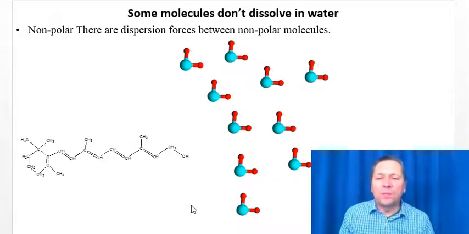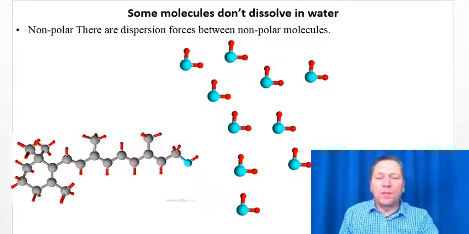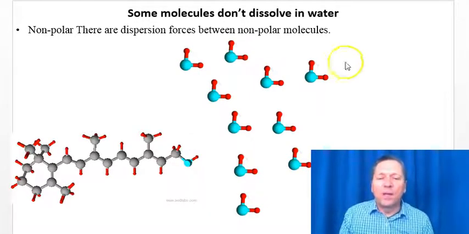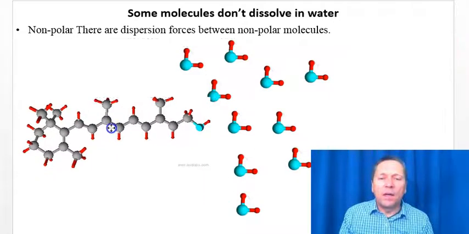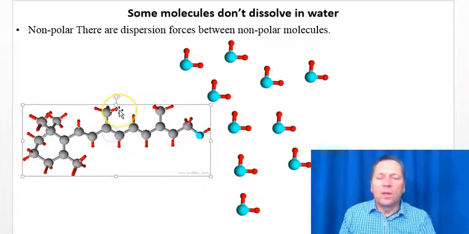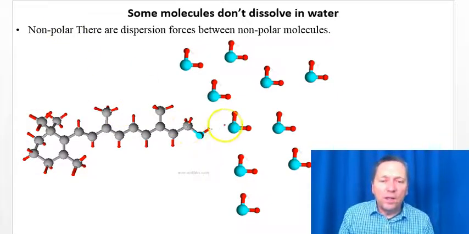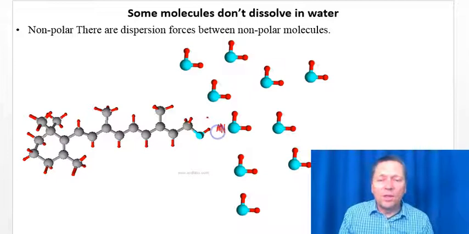This one is vitamin A. Now vitamin A does have only one polar part to the whole molecule. That's not very much. Let's draw it slightly differently. And here's the oxygen and the hydrogen here. So when vitamin A comes in contact with water, you do get the hydrogen bonding occurring, but it's only one hydrogen bond, and look how big this molecule is.